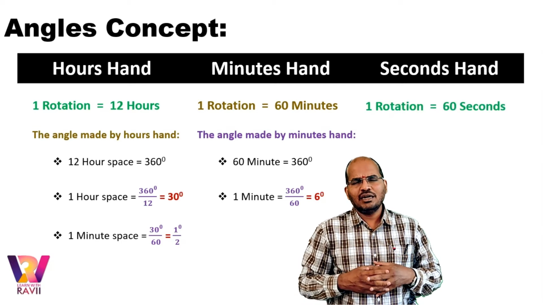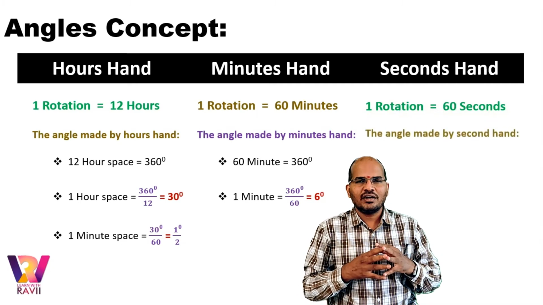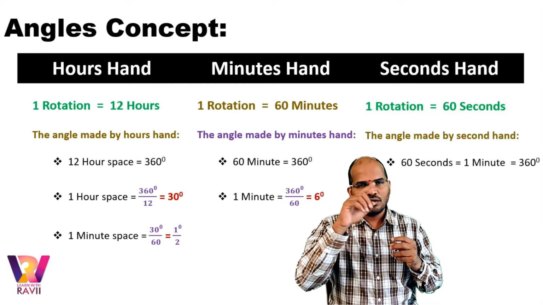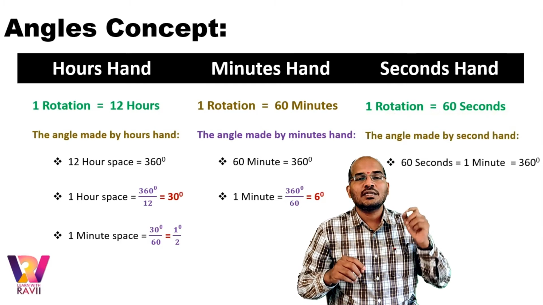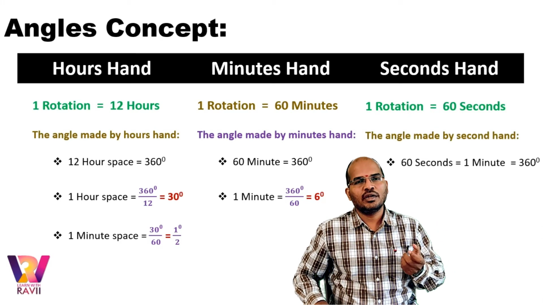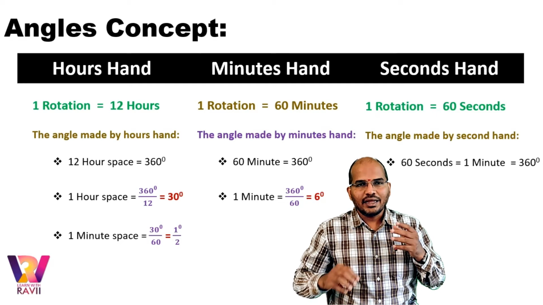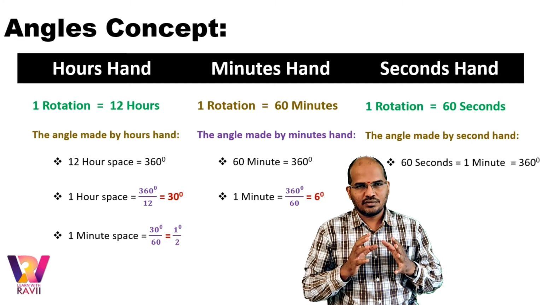Now coming to the second hand, there are no questions asked on the second hand, but for the sake of clarity, I want to give you a point. When the second hand makes one rotation, we call it 60 seconds or 1 minute. So the angle made by the second hand in one rotation is nothing but 360 degrees.